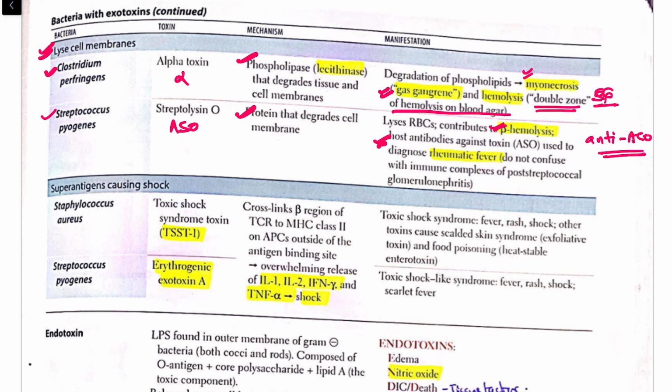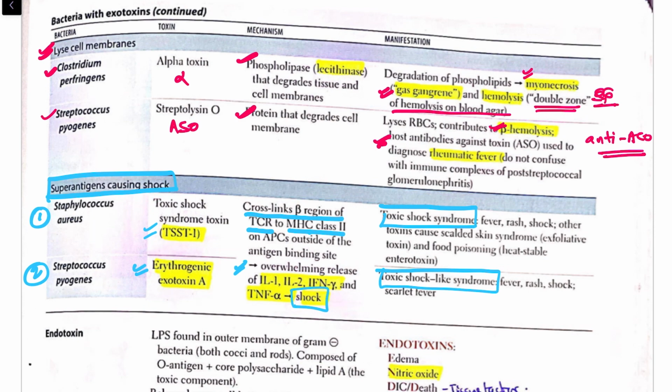The next mechanism is superantigens. Superantigens are seen with Staph aureus, which is TSST-1, and second is again pyogenes, that is the erythrogenic exotoxin A. What they do is cross-link the beta region of the T cell receptor to MHC 2 on the APC, that causes an increased release of interleukins like IL-1, IL-2, interferon gamma, TNF alpha, and finally leads to shock. So TSST-1 leads to toxic shock syndrome, while Streptococcus pyogenes leads to toxic shock-like syndrome and scarlet fever.